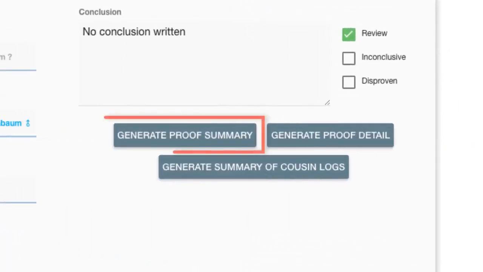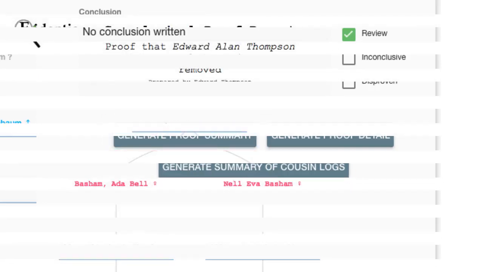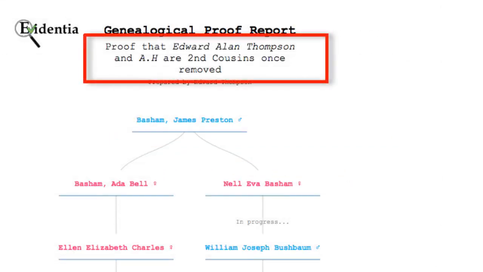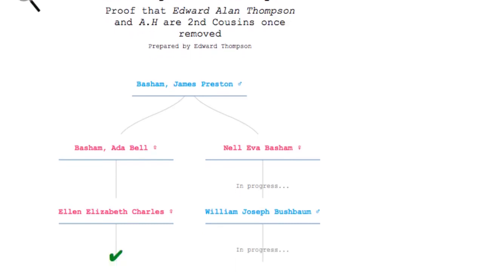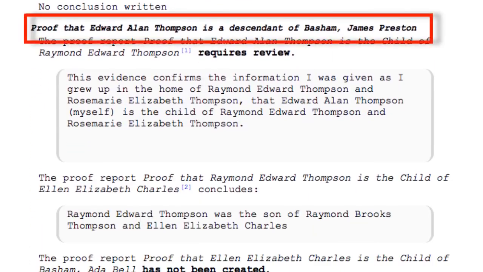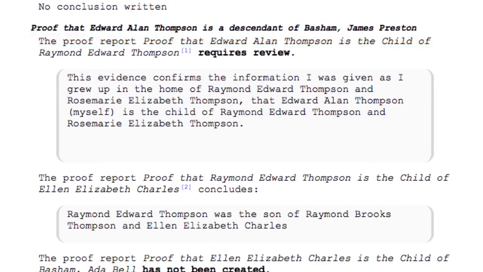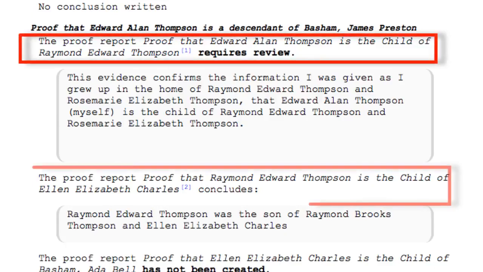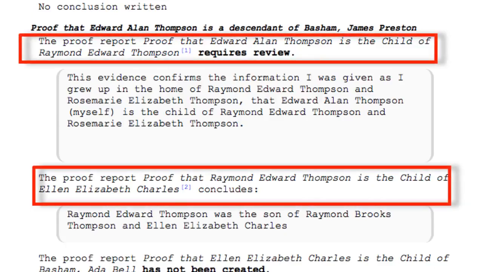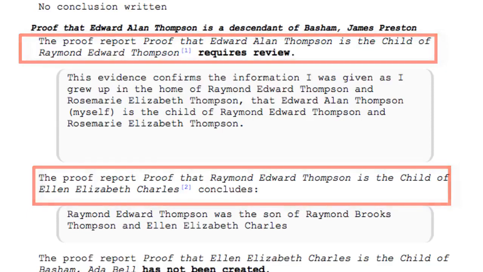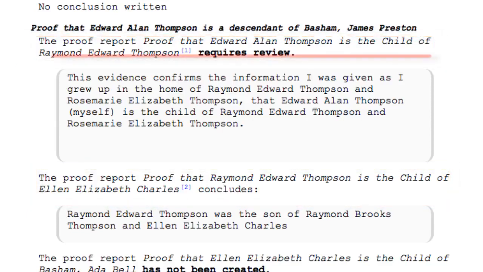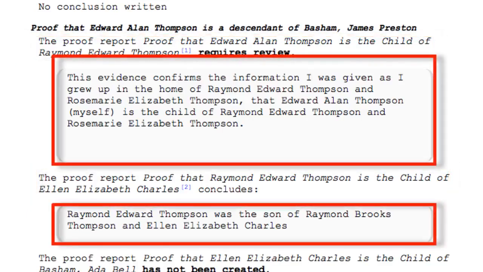Evidentia also provides a cousin proof summary report. This report is for a single cousin tracker log. The report separates the status of each direct line, and within each direct line it shows the status of each individual parent-child proof. If a parent-child proof has a conclusion, that conclusion is also included in this report.